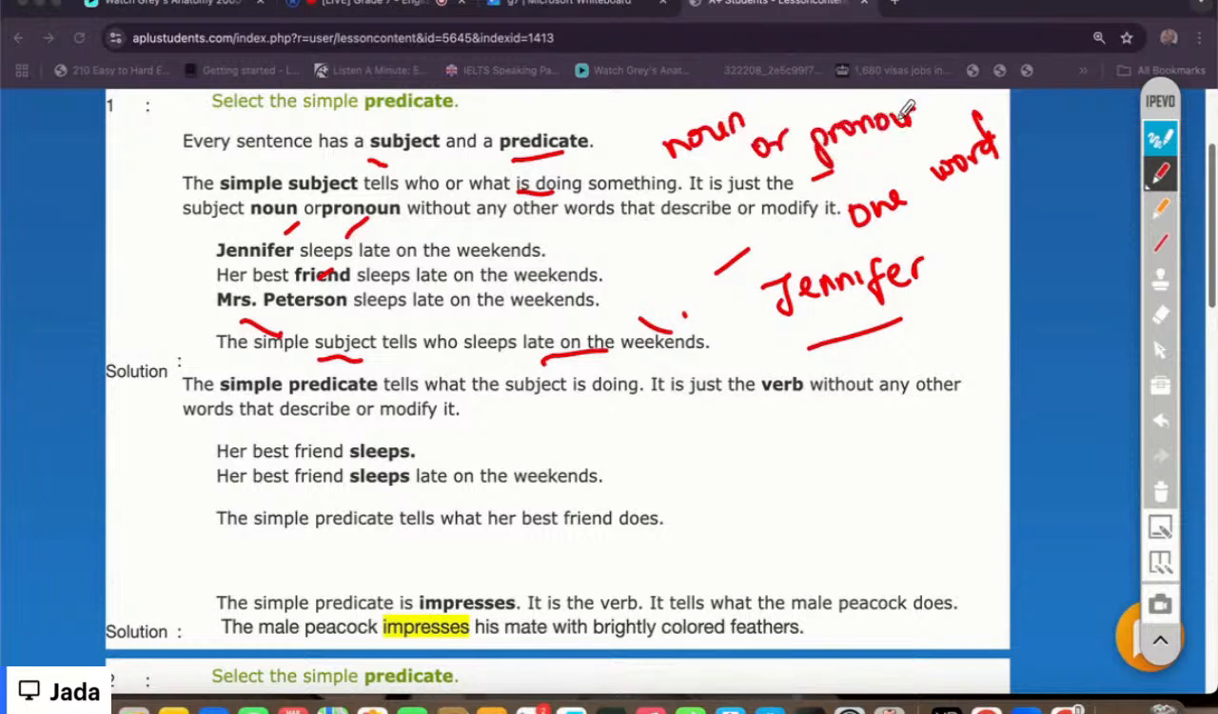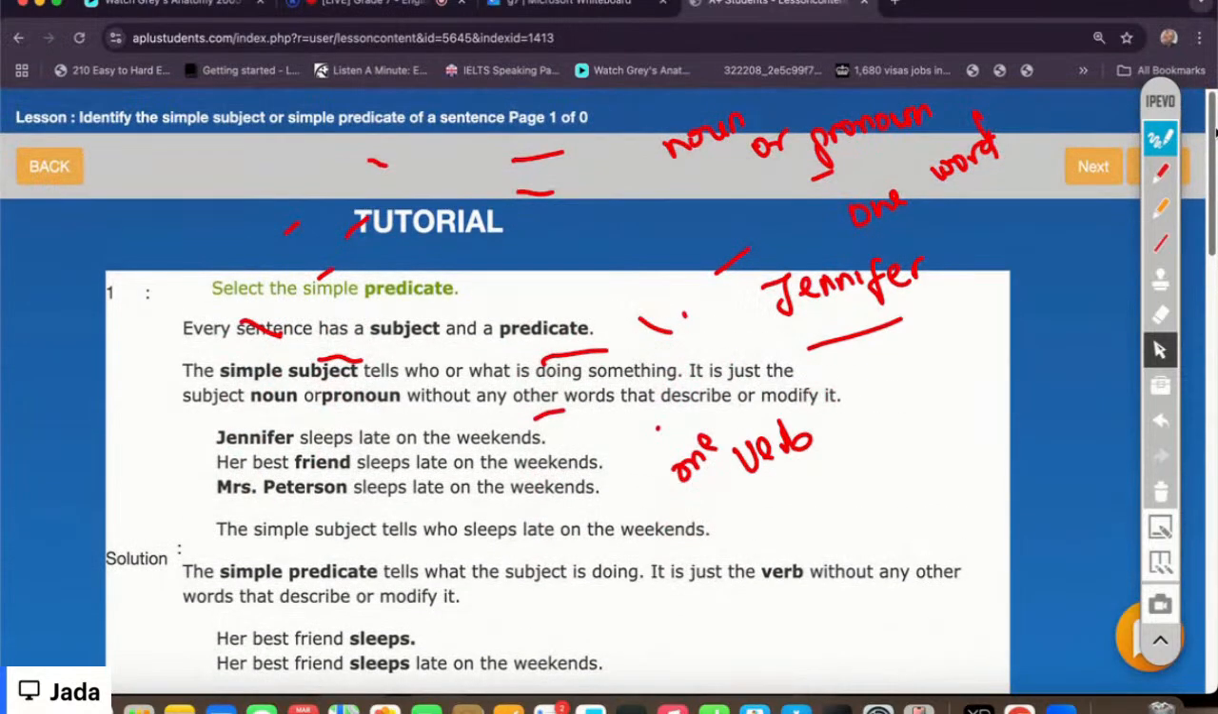Okay, so next we have the simple predicate. It tells what the subject is doing. It is just the verb, so only one, without any other word that describes or modifies it. Unlike the complete predicate, where we had five, six words, this one we have just one word. So, her best friend sleeps late on the weekend. The simple predicate tells what her best friend does. So it is usually just one word that is telling us about the verb, not any other word or more than one.